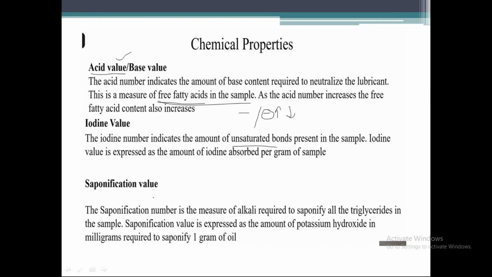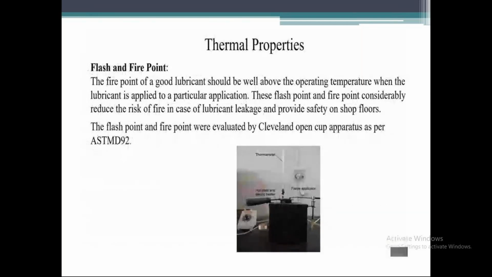Then there is saponification value. The saponification number is the measure of alkali required to saponify all the triglycerides in the sample. Okay, so I am not going into the chemical details here. I'm just covering the major properties.